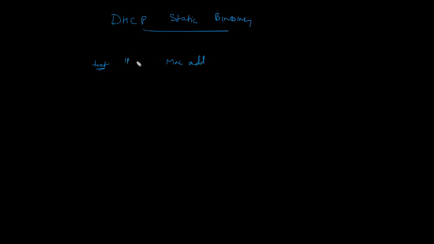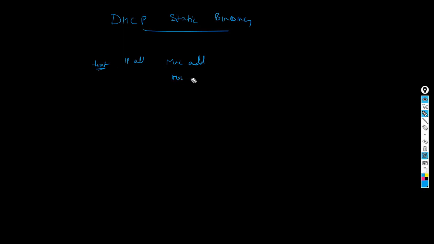So in a similar way, there is something called as DHCP static binding. This is a scenario when you have multiple MAC addresses to be binded. The previous one was when you have a single MAC address. When you have multiple MAC addresses, it's not very easy for us to go and configure, right? So what I can do is I can create a text format. I can put all my MAC addresses. I can assign the IP address to each MAC address.